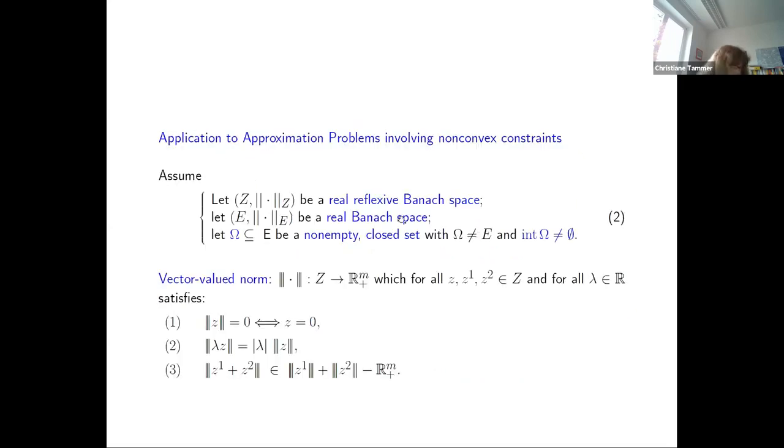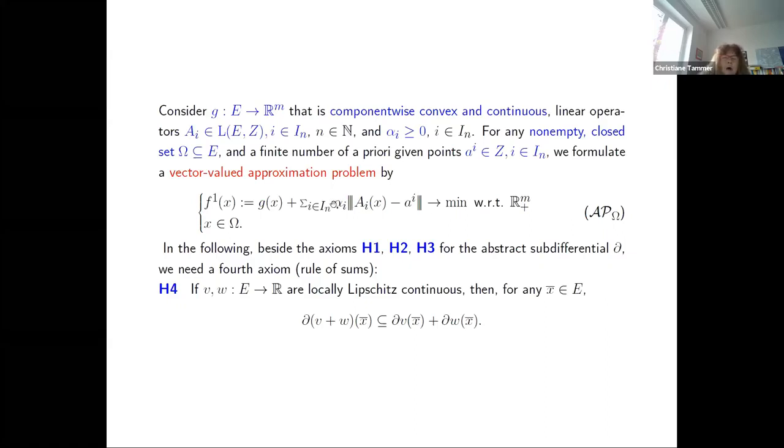Finally, we apply our results to approximation problems involving non-convex constraints, in order to formulate the multi-objective problem with an objective function where the vector-valued norm is involved. We define this vector-valued norm for the case that we have a classical norm. Then you can see that the axioms of a norm are fulfilled for this special case. And this is our multi-objective approximation problem, where the vector-valued norm is involved.